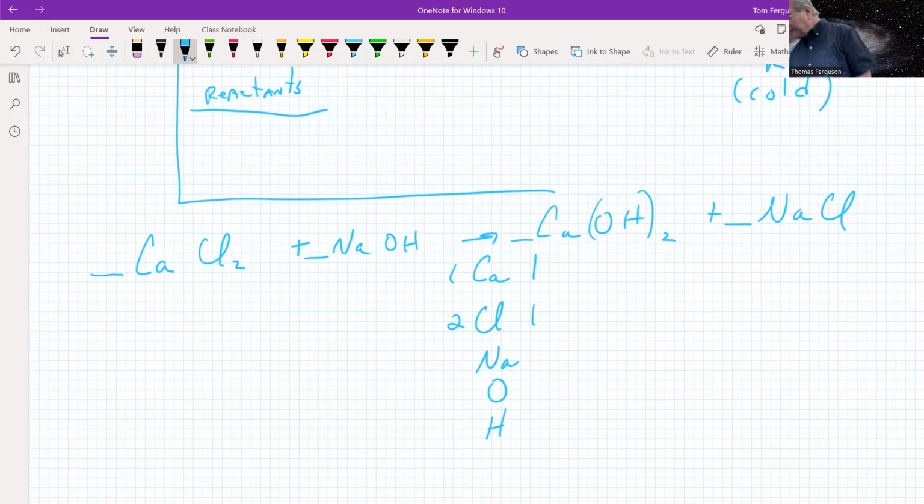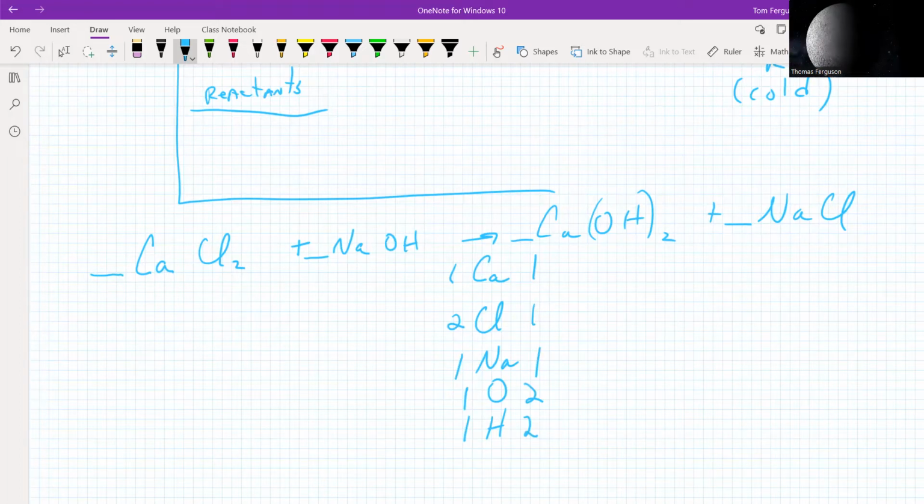Okay, sodium's 1 on the left, 1 on the right. How many oxygens on the left? 2, 1 on the right. Hydrogens: 1 and 2. Okay, so clearly this is the inventory. You have to take an inventory of the reactant atoms and product atoms, and they've got to be the same numbers. Otherwise, we're going to have a big nuclear explosion. No está bien. Not good.